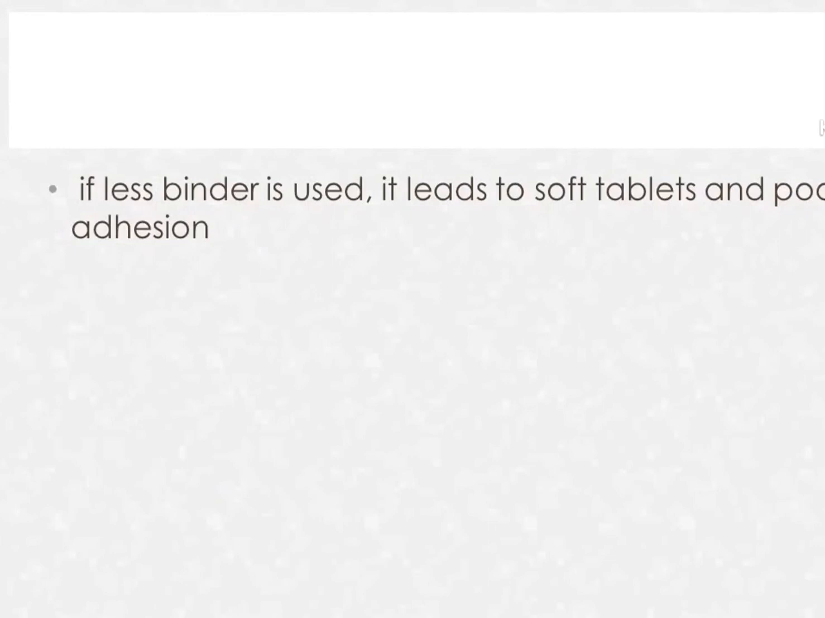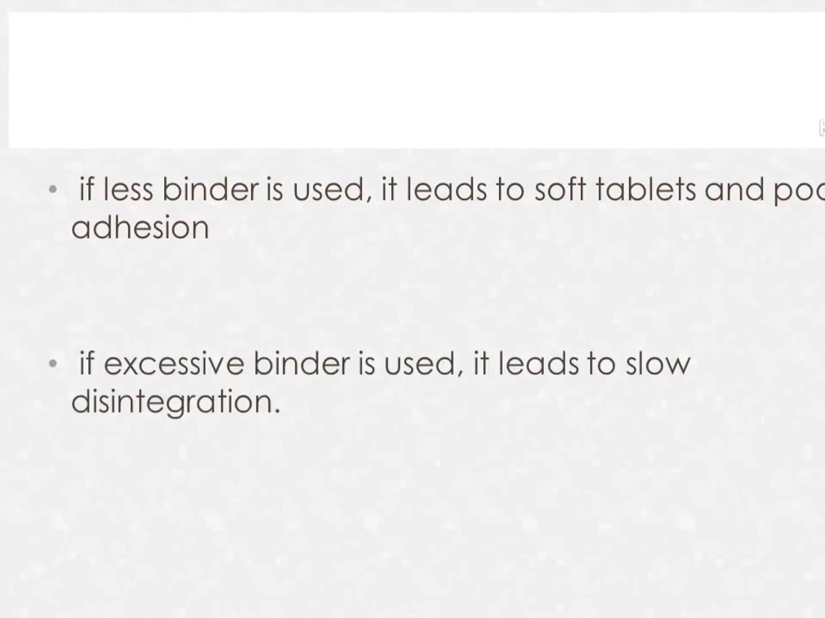Binder basically, as I've already discussed in my previous videos, binds everything. So if the binder is less, then adhesion will be less. Powders will not bind together and the tablets will be soft. On the other hand, if excessive binder is used, it leads to slow disintegration of the tablet inside our body. Why? Because the ingredients are bound to each other to a greater extent. So it will lead to slow disintegration of the tablet.